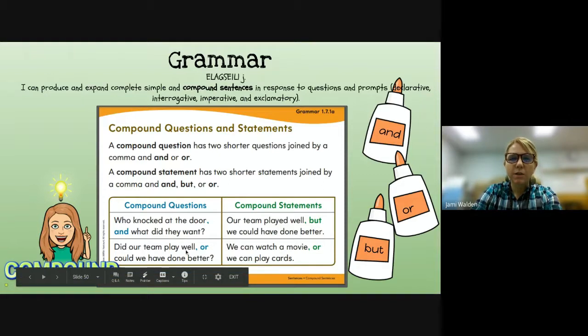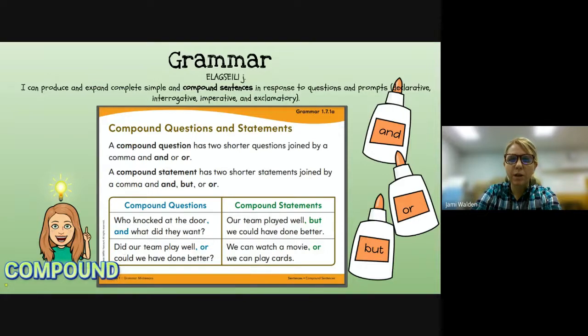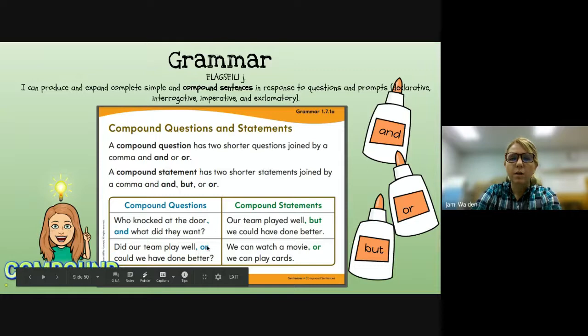Let's look at the second example of a compound question. Did our team play well, or could they have done better? So I can identify two small questions. Did our team play well? Could we have done better? I took those two small short questions and combined them with the conjunction or. So I put a comma at the end of the first question instead of a question mark, put in the conjunction or, and added in the second small question.